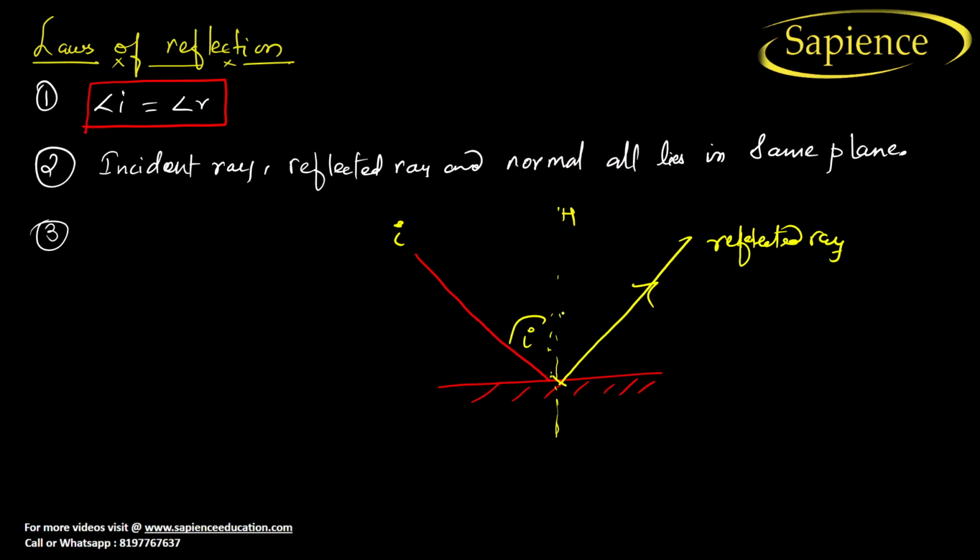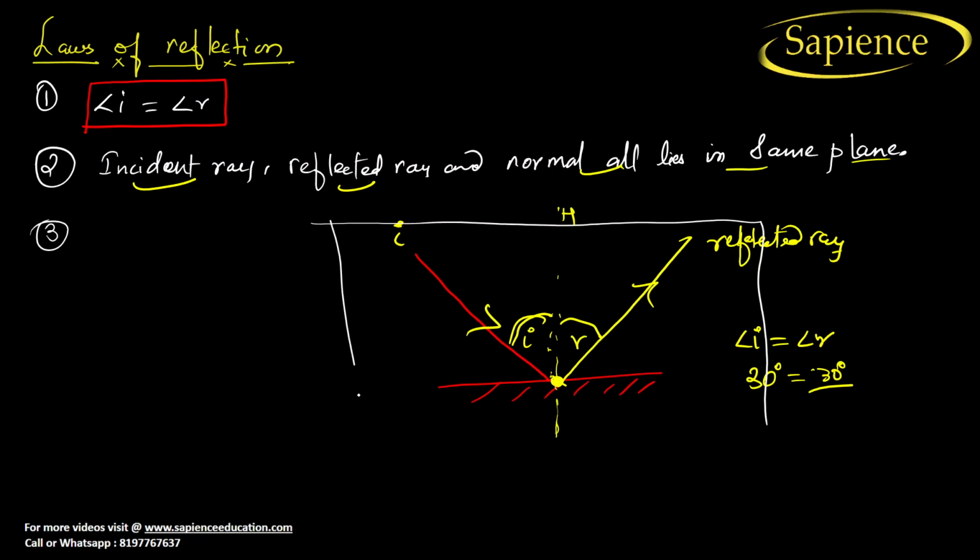It will reflect back in such a way that the angle of incidence equals the angle of reflection, that is angle i equals angle r. If angle i is 30 degrees, angle r will also be 30 degrees. So this is the first law. The second law is that the incident ray, reflected ray and normal all lie in the same plane. So this is the point of incidence and this is the incident light; the incident ray, normal and reflected ray must all lie in the same plane.